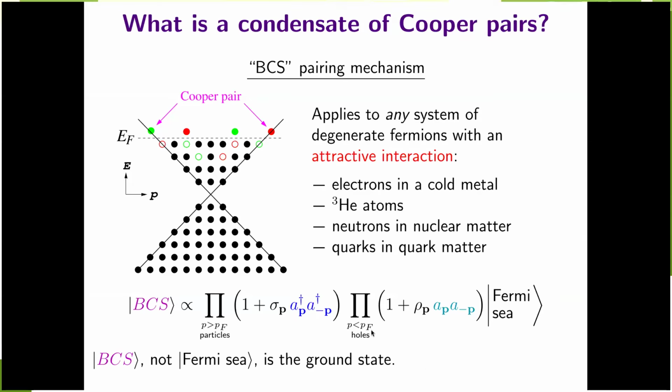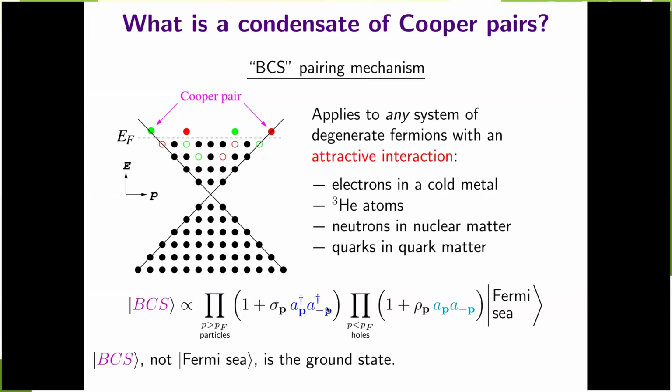And what do those operators look like? Well, it's a product over all momentum states, all momenta below the Fermi surface and all momenta above the Fermi surface. In every momentum state above the Fermi surface, you've got two terms. There's some probability that I'll just leave that momentum state alone and not do anything, and there's some probability that I'll create a Cooper pair. This A dagger P creates a fermion with momentum P, and this A dagger minus P creates its twin on the other side of the Fermi surface.